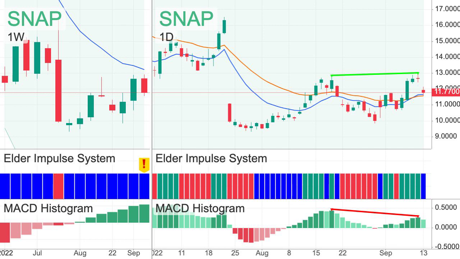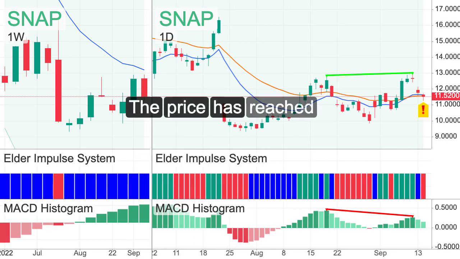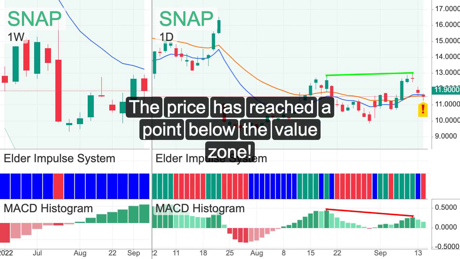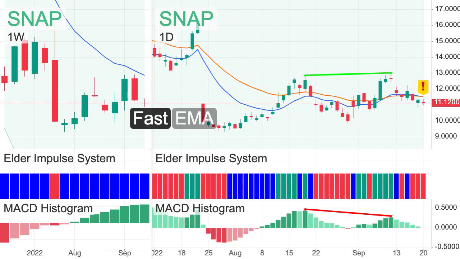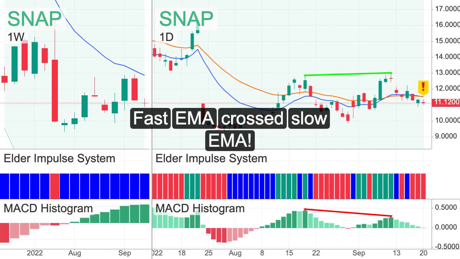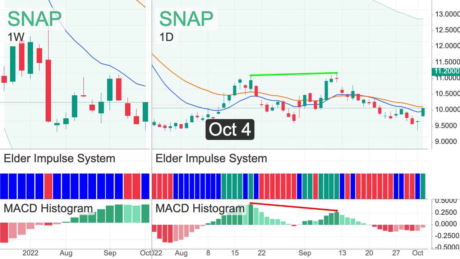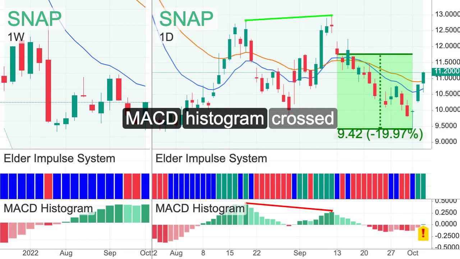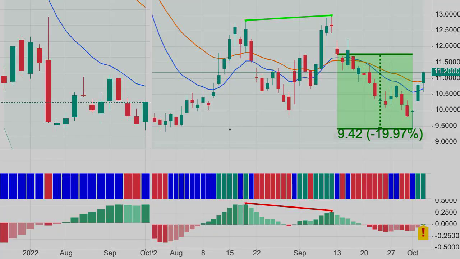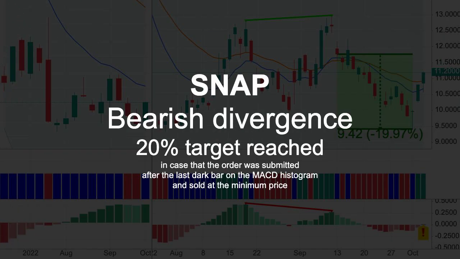There is a blue bar on an elder impulse system on the weekly chart. The price has reached a point below the value zone. Fast EMA crossed slow EMA. MACD histogram crossed the zero line. 20% target reached.